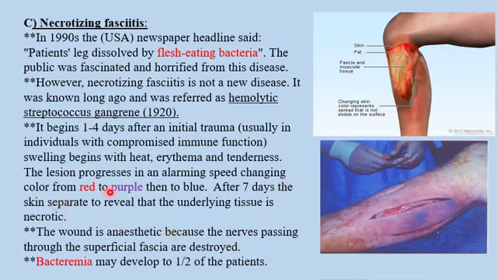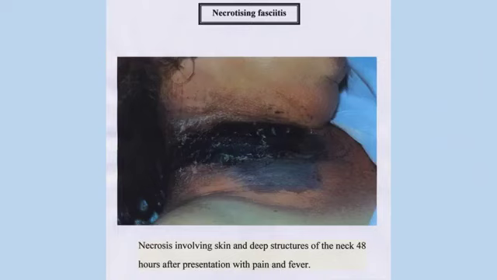Usually bacteremia may develop in half of the patients. In the next picture we can see another necrotizing fasciitis. And here again it shows us the final form of necrosis of this necrotizing fasciitis.